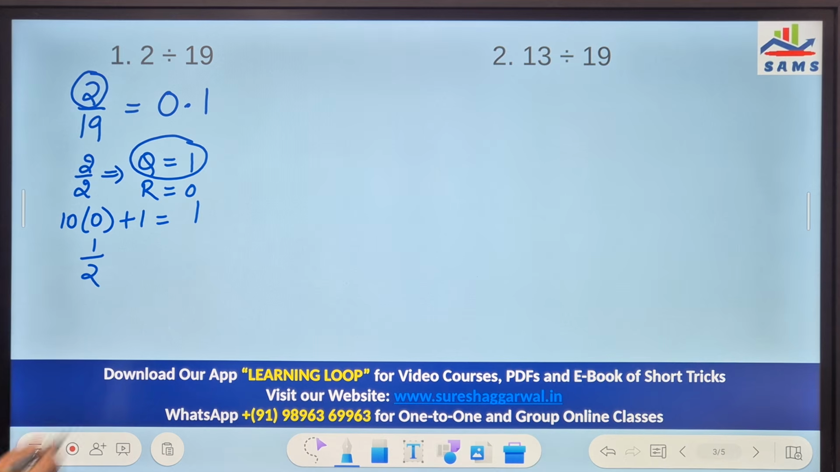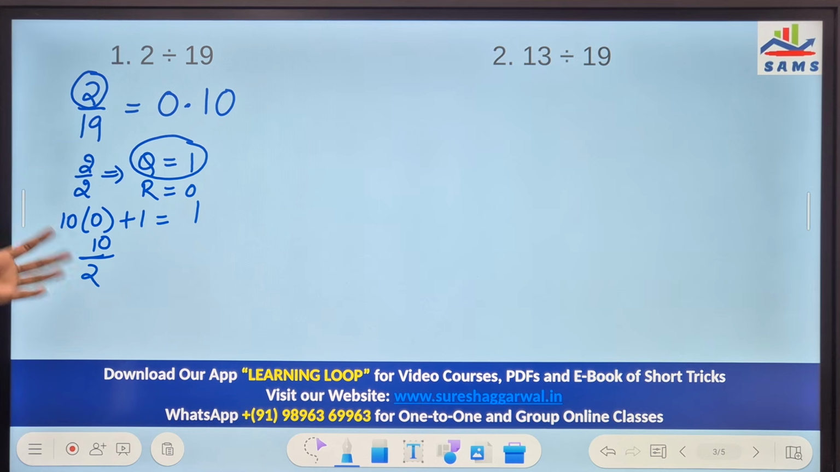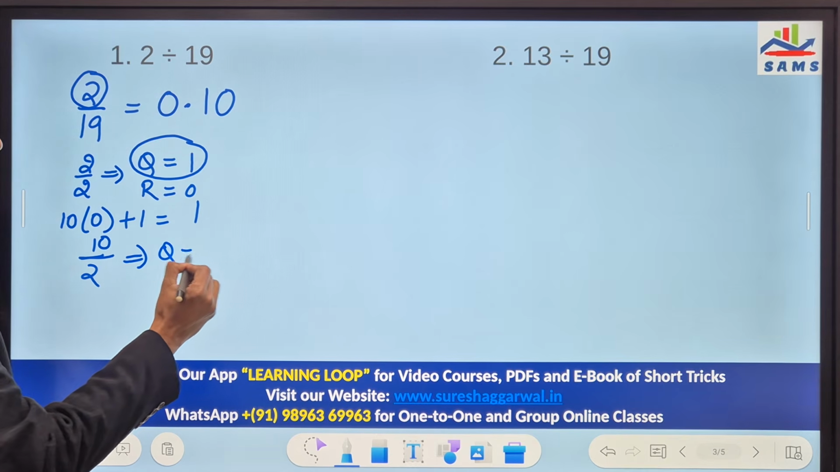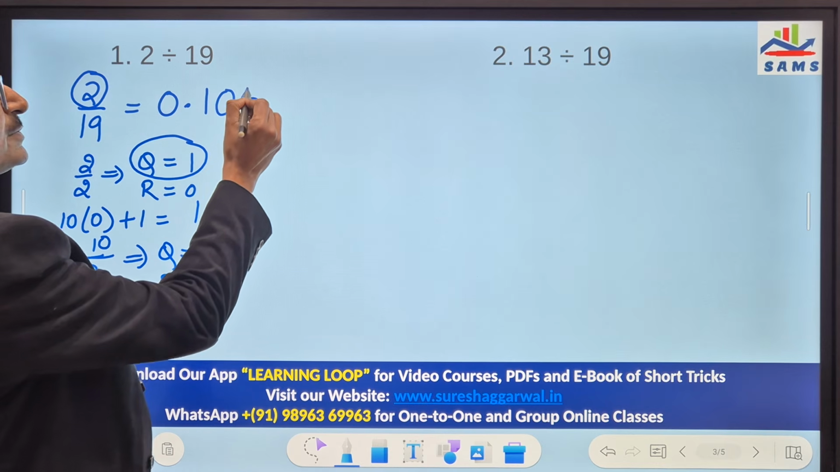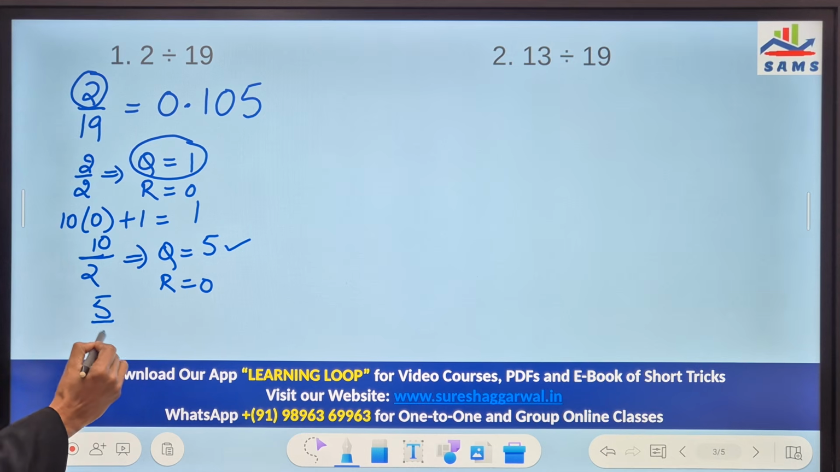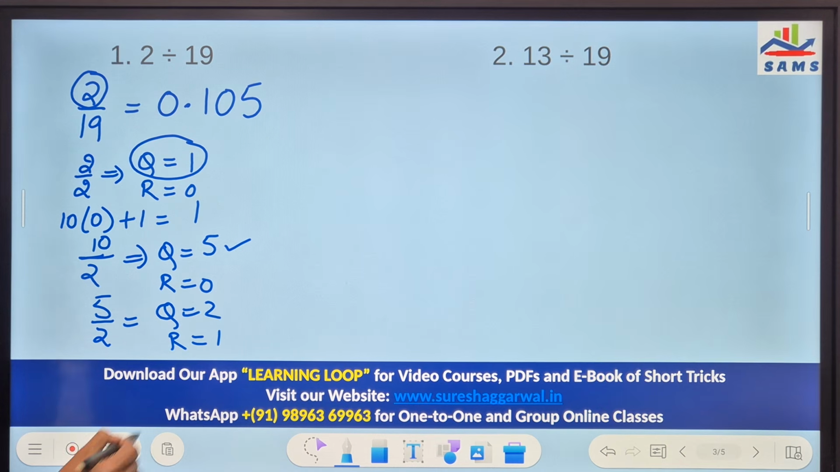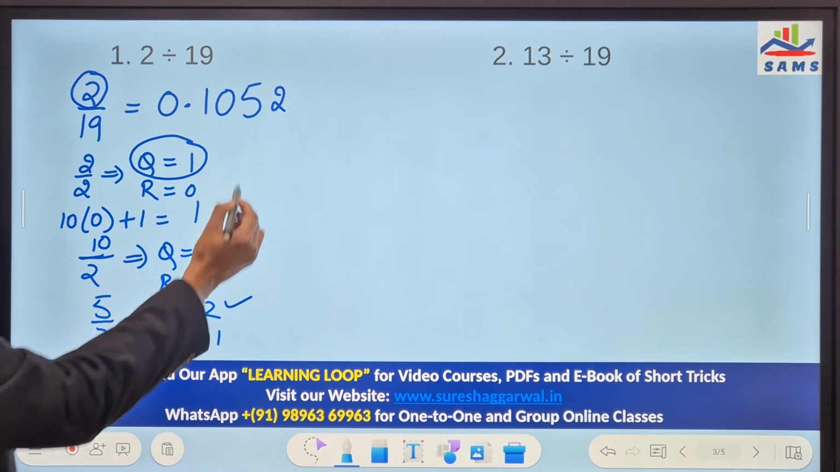So what do I do here? I'll put a 0 in the answer here and a 0 in the numerator here, making it 10. See, there are some special things which you find out when you start doing questions. Now 10 divided by 2 gives me a quotient of 5 and a remainder of 0. So the quotient of 5 becomes my next digit, and now 5 divided by 2, the same process, quotient becomes 2, remainder becomes 1, and so the quotient 2 gets me the next digit, and I can follow the process now.